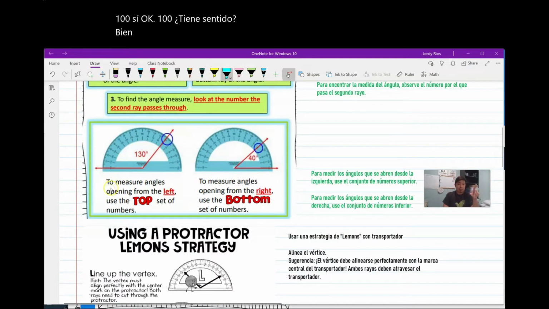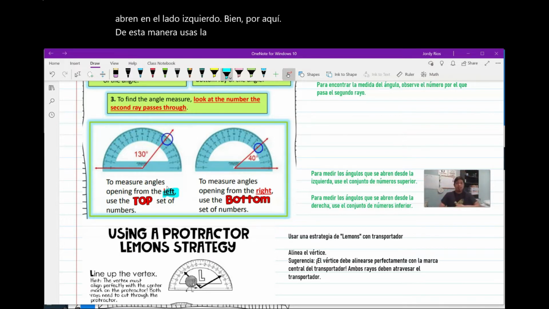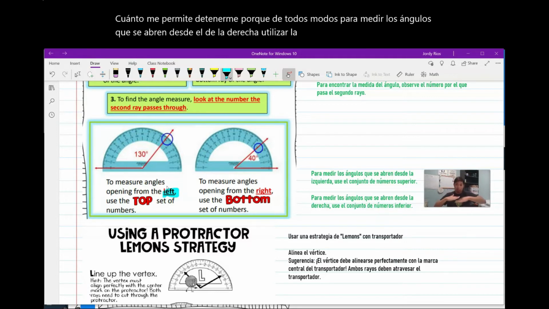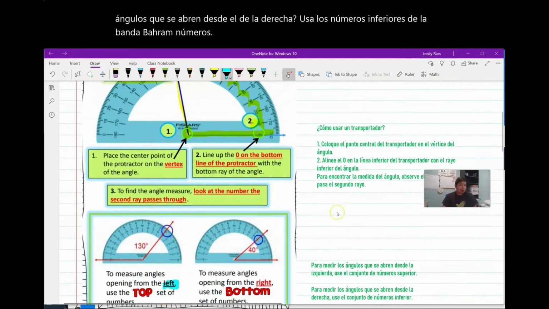Okay, so here we go. Here's some more information. To measure angles that open on the left side, this way, you use the top numbers. Top numbers. To measure angles that are open on the right side, I'm gonna just stop, because anyways, to measure angles opening from the right, use the bottom numbers. Okay, bottom numbers. All right, so that's basically how you just read a protractor.